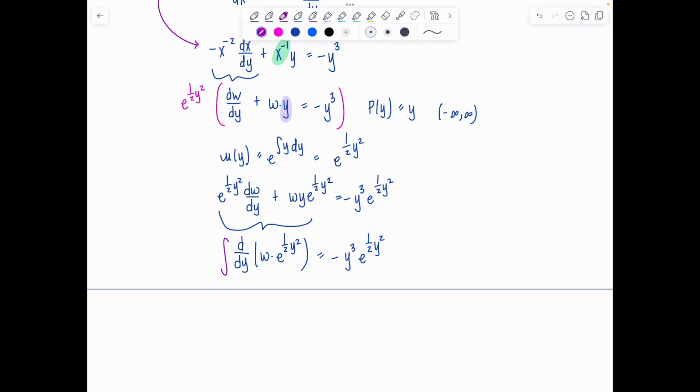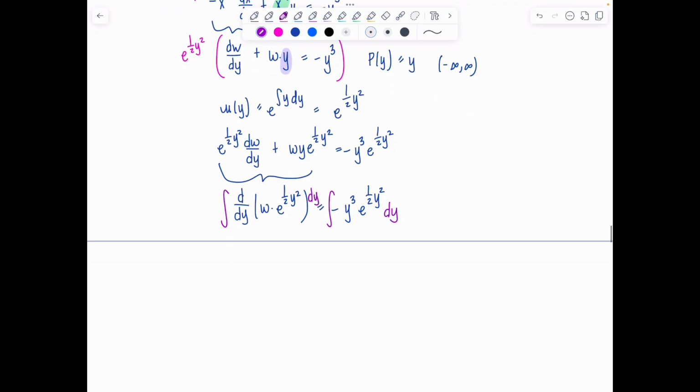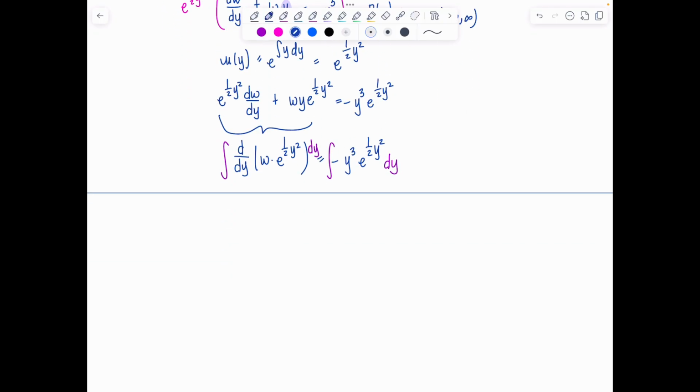Okay, integrate both sides with respect to y this time. Beautiful. So then we've got w times e to the 1/2 y squared equals, ooh, how do you do this integral over here? Well, you might be thinking tabular, sure, but we don't know the antiderivative of e to the 1/2 y squared. So we're going to make a substitution and then we can do tabular. Hopefully you've seen an integral like this in calculus too.